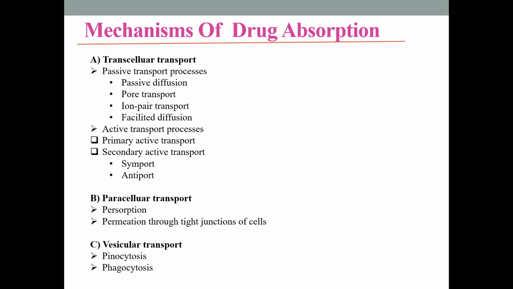Next is paracellular transport, which involves persorption and permeation through the tight junctions of cells. The last one is vesicular transport, also called endocytosis. It has two main mechanisms: the first is pinocytosis, and the second is phagocytosis. So let us see them one by one.